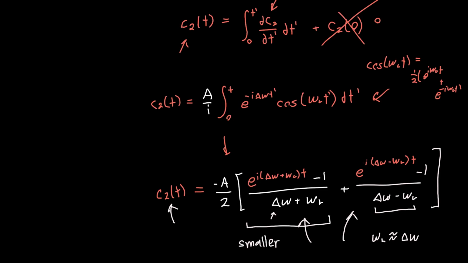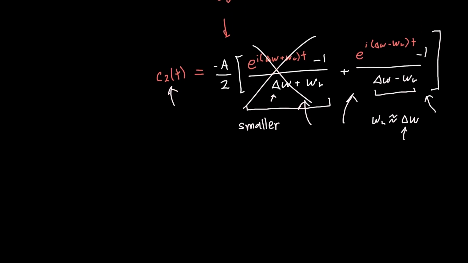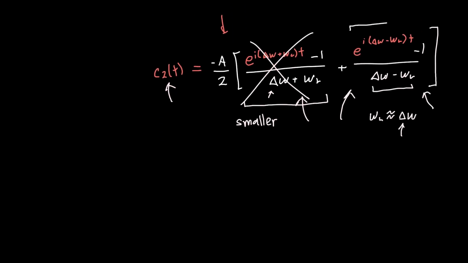Even if we're not interested in frequencies close to delta omega, this term on the left is always going to be smaller, and often much smaller than this term on the right. And the area under it is going to be considerably smaller. So we're just going to ignore this term on the left-hand side and deal with the one on the right. And then let's do some further simplification.